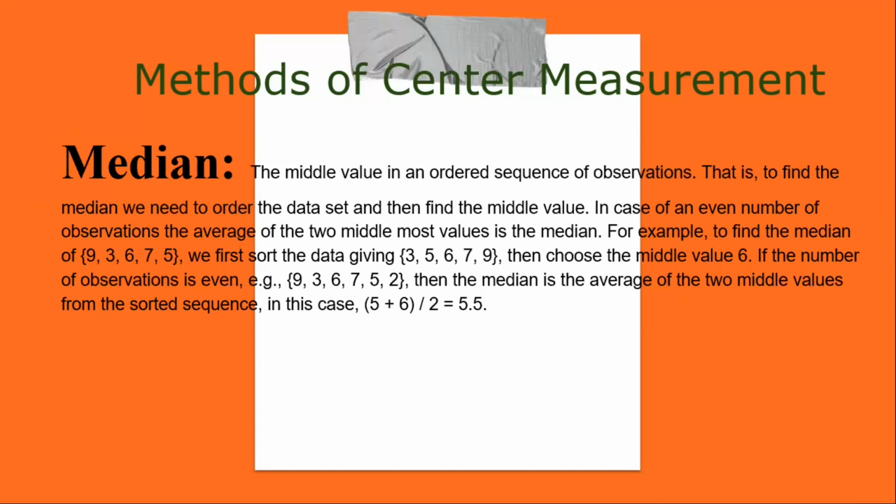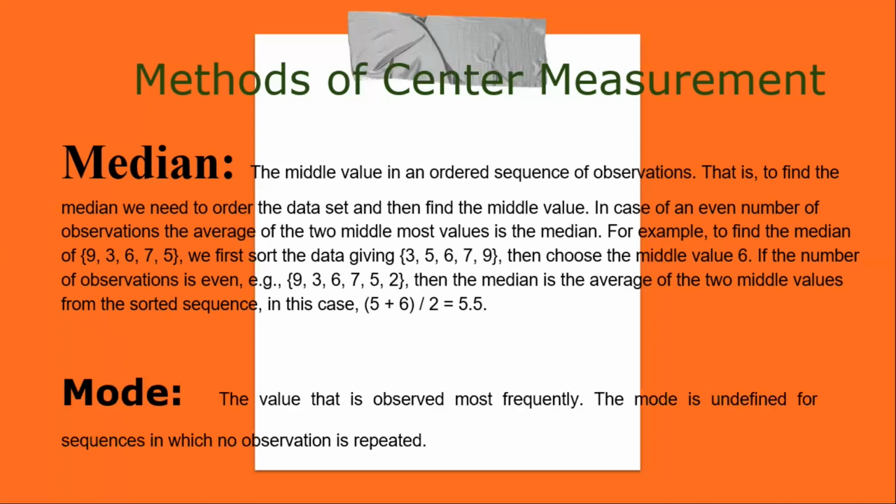(5 + 6)/2 equals 5.5. Mode: the value that is observed most frequently. The mode is undefined for sequences in which no observation is repeated.